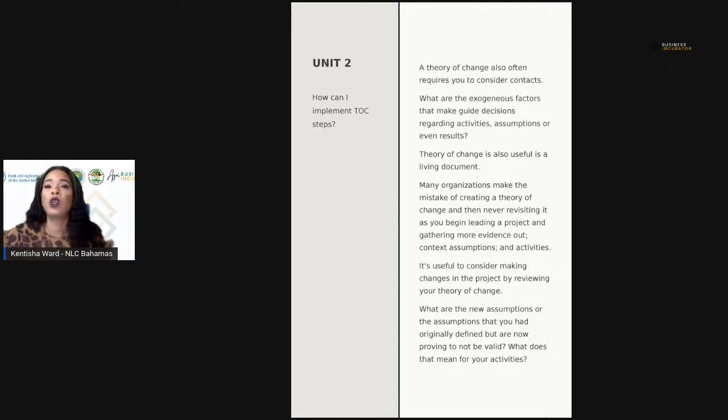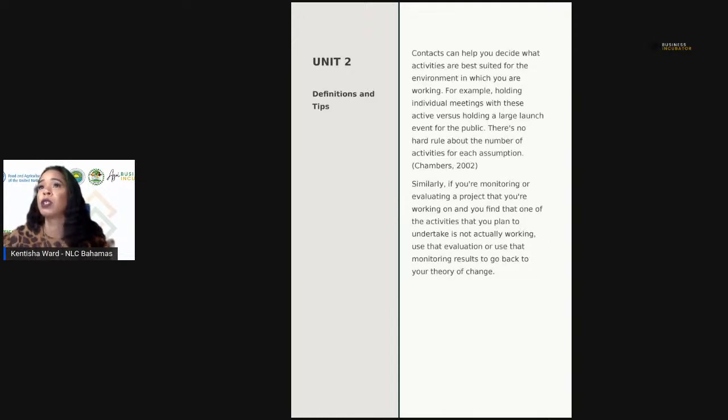Okay, it is also useful to consider making changes in the project by reviewing your theory of change. What are the new assumptions, or the assumptions that you had originally defined, but are now proving not to be valid? When many of us start our businesses, we had many assumptions. After a year or two in the business, we could laugh at the assumptions we had when we first had the idea. Okay, so we want to start writing down some of those assumptions as well.